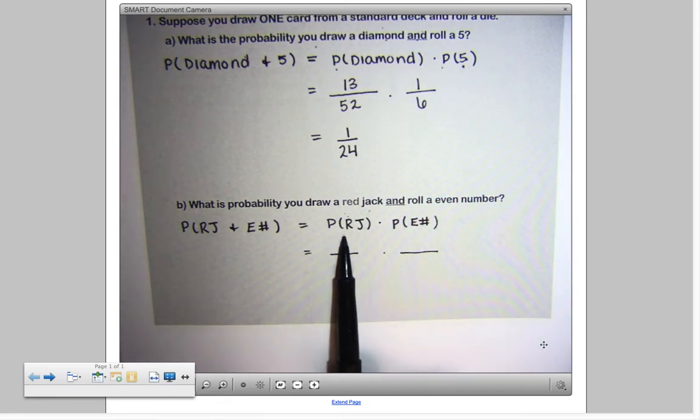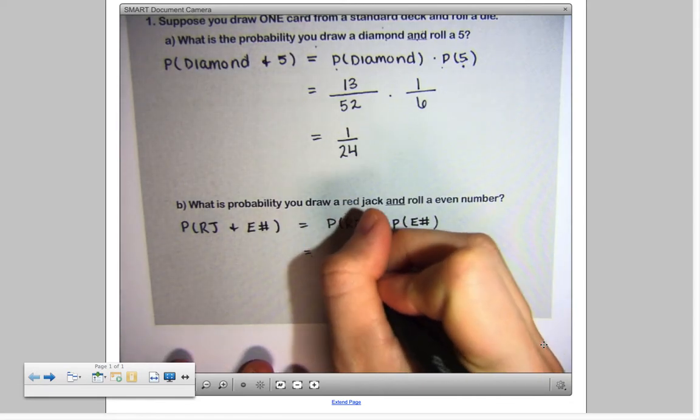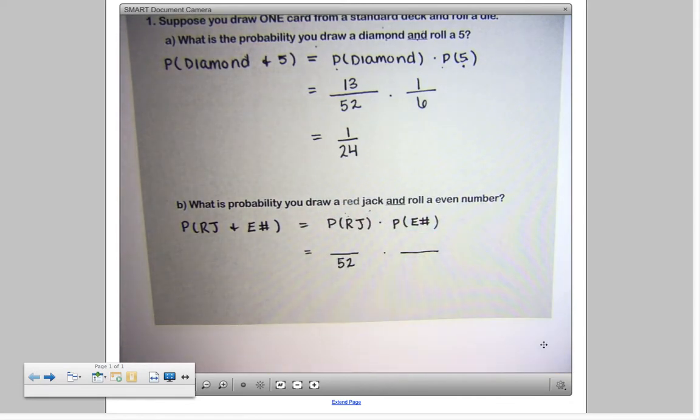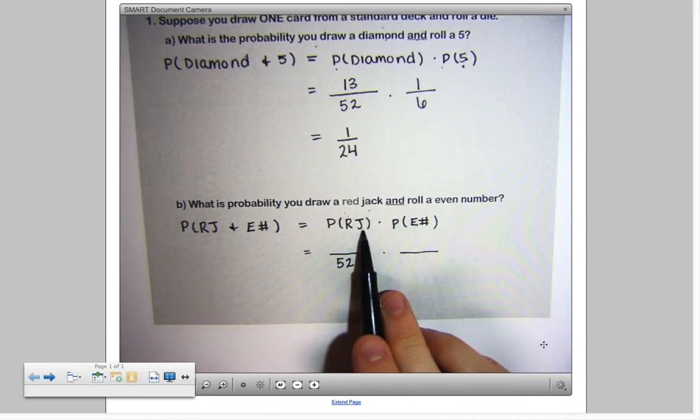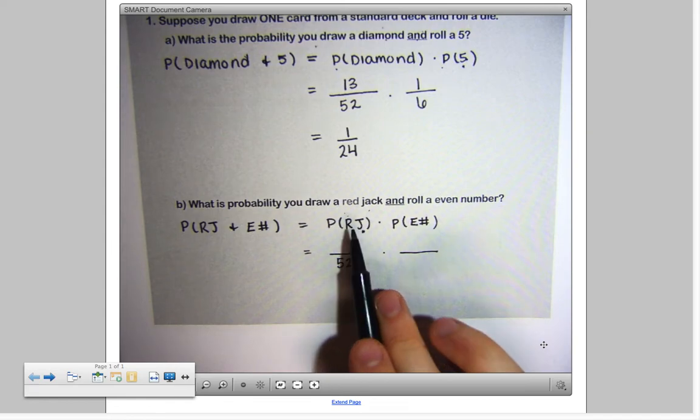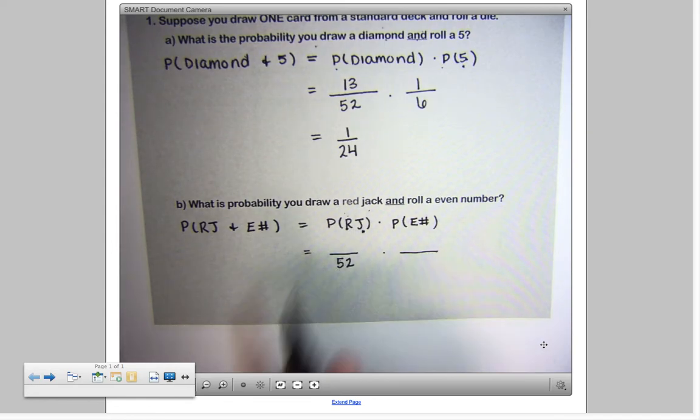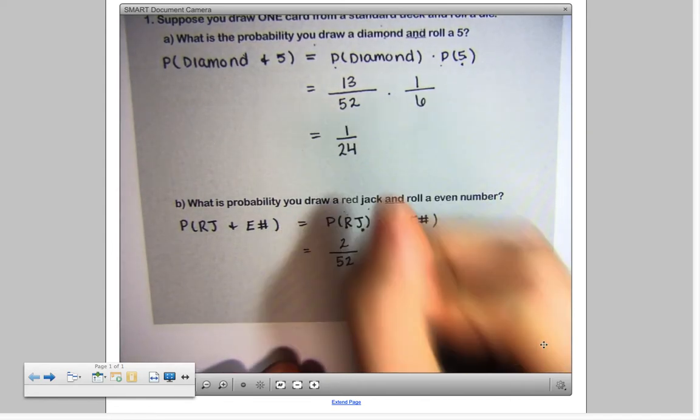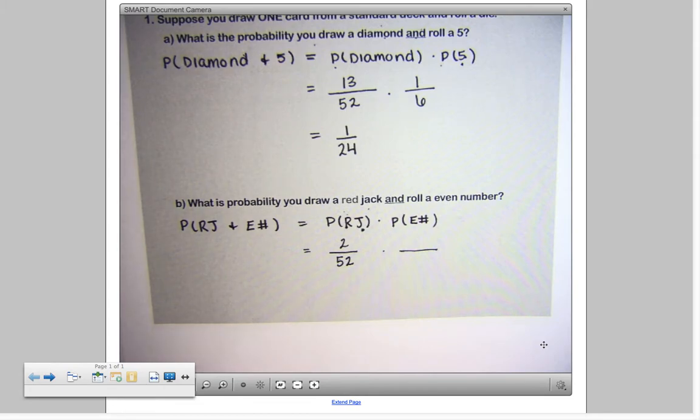So if I start with the red jack, again we're in a standard deck of cards, so my total is 52. Okay, so we're looking for jacks. Remember there are 4 jacks in a deck, but we want it to be red. There's only 2 suits that are red, so I only have 2 options there. So I have 2 out of 52 for a red jack.